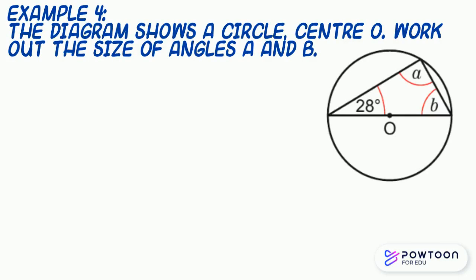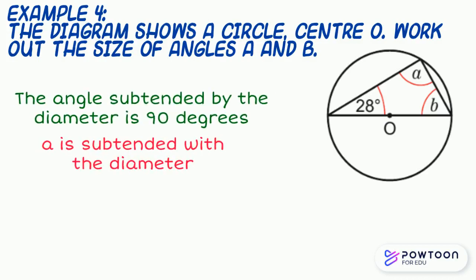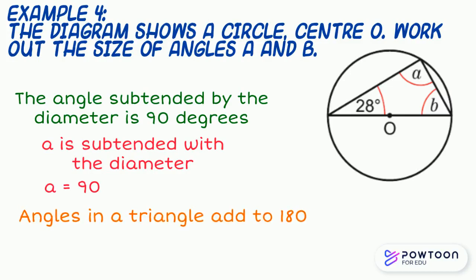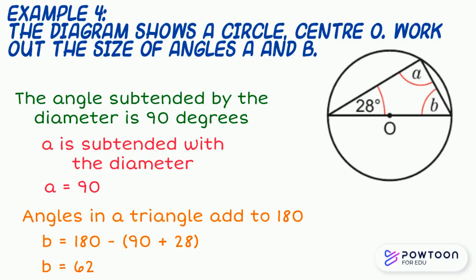In example 4, we want to work out the size of angles A and B. We know that any angle subtended by the diameter is going to be 90 degrees, and A is subtended by the diameter, so that means A is 90 degrees. And then B is just the third angle in a triangle, and we know triangles add up to 180 degrees, so we can figure that B is 62 degrees.